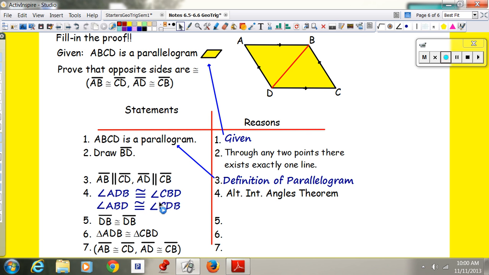So number 4, we're going to show that these angles are equal. Angle ADB, which is this angle right here, is congruent to CBD, which is this angle right here. Also ABD, which is this angle up top, is congruent to CDB, this angle at the bottom. Now you might notice what they are. They look to me like they're alternating sides of this transversal, and they're between 2 parallel lines. So if you remember, that would be alternate interior angles. That's why these are congruent.